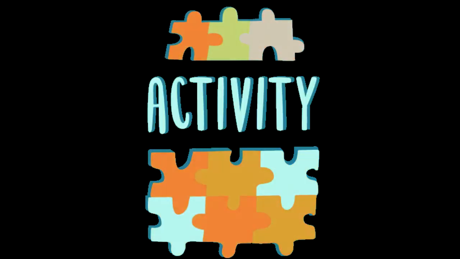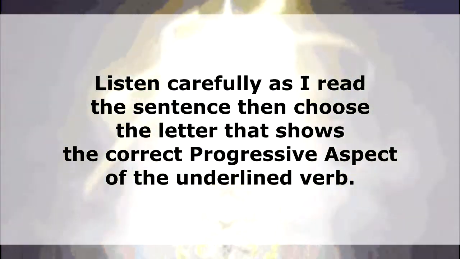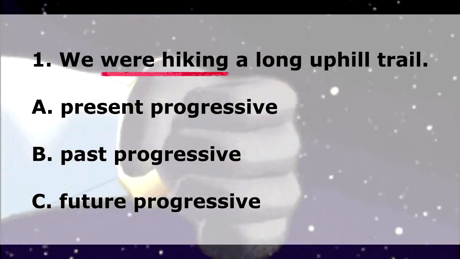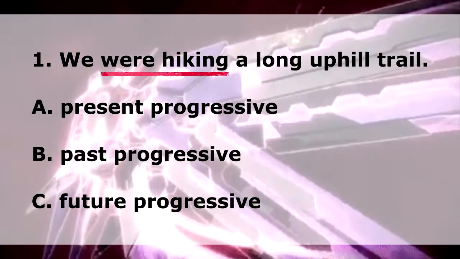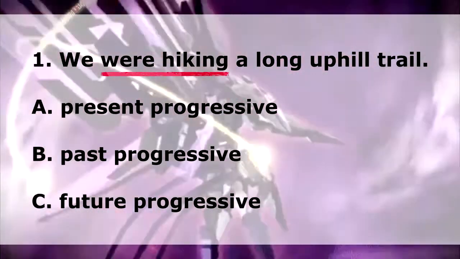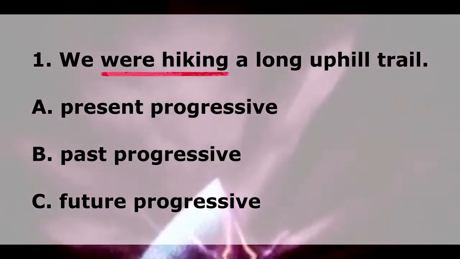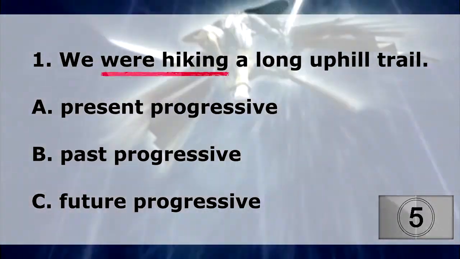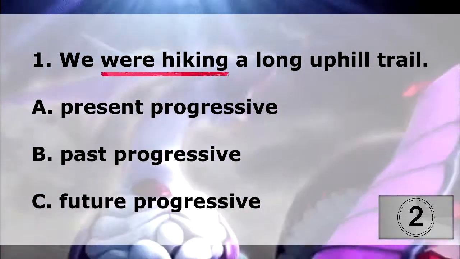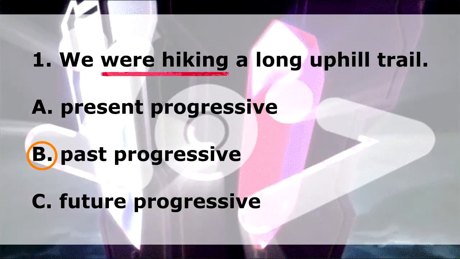Now, let's try. Listen carefully as I read the sentence, then choose the letter that shows the correct progressive aspect of the underlined verb. 1. We were hiking along uphill trail. Which of the following shows the correct progressive aspect of the underlined verb? A. Present progressive. B. Past progressive. Or C. Future progressive. If your answer is B, past progressive, then you are correct.